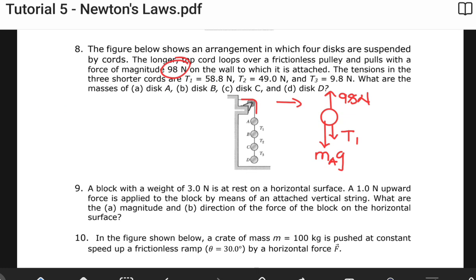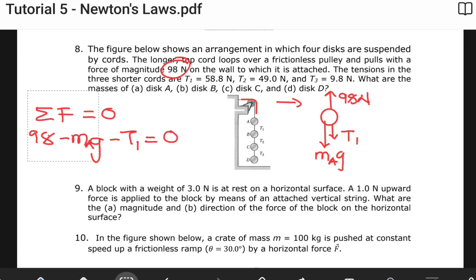What it implies is that the sum of the forces acting on disc A has to be equal to 0. Of course, this is supposed to be equal to MA, but because disc A is not going anywhere, then this is going to be equal to 0. There are 3 forces, as you've seen, in the vertical axis acting on disc A. So what you're going to have is going up 98 newtons, going down the mass times gravity, the weight of disc A, then minus tension T1, pulling it down as well. This is what is going to be equal to 0.